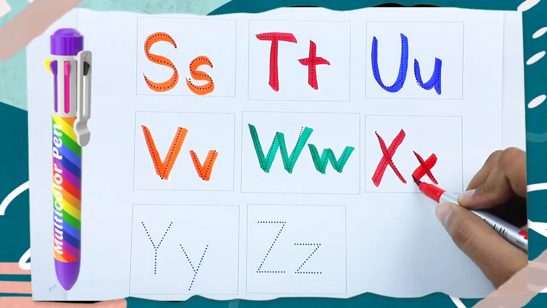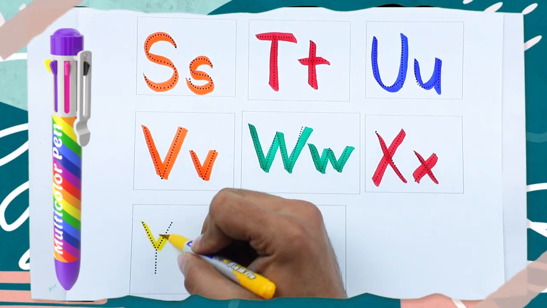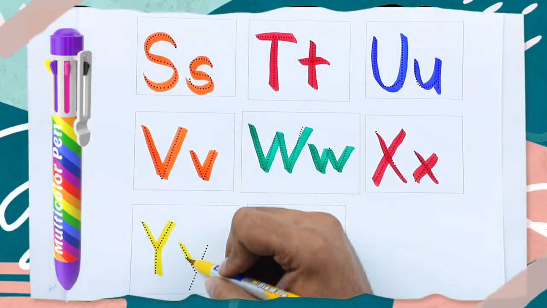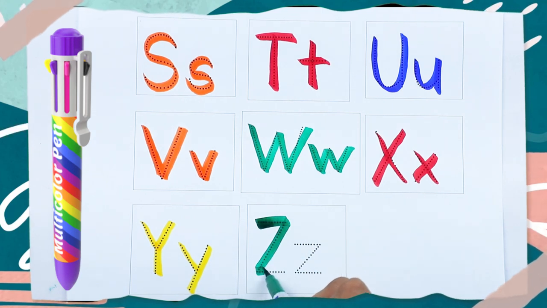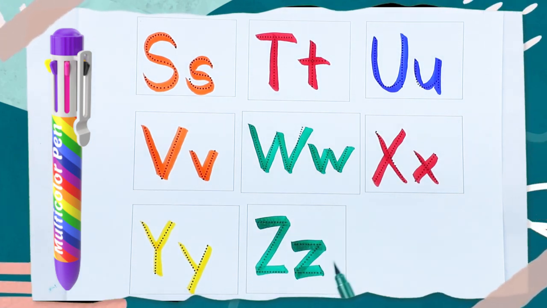Red color, small x. X for Xmas tree. Yellow color, capital Y. Y for yak. Yellow color, small y. Y for yak. Green color, Z. Z for zebra. Green color, small z. Z for zebra.